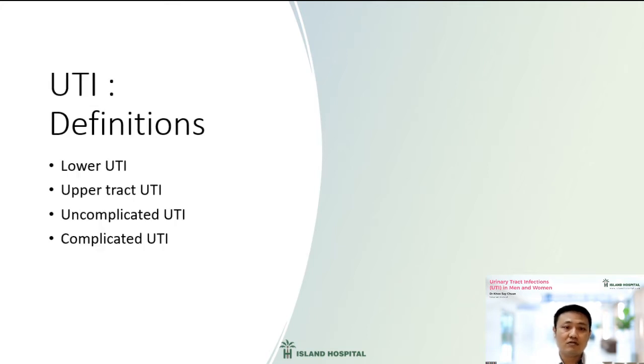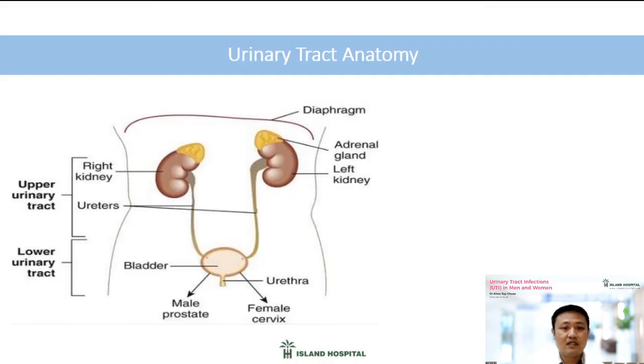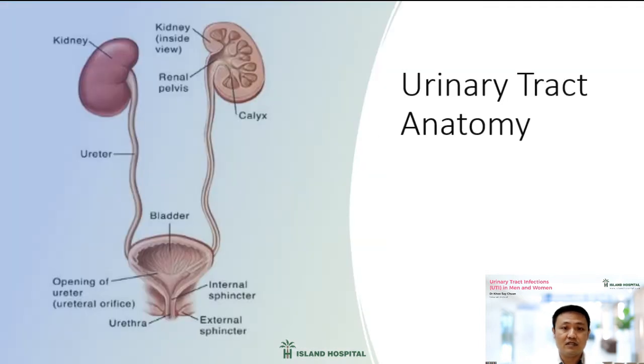Why is it important to know all this? Because we need to know where the infection happens, and we need to tailor the management according to the site of the infection. Sometimes infection can be very simple, uncomplicated infections. Sometimes it can become complicated infections. We also need to know whether the infection is from the lower or upper urinary tract. If you look at these diagrams, any structures above the bladder, basically the kidney and ureter, are considered upper urinary tracts, and the bladder and the urethra are considered lower urinary tracts.